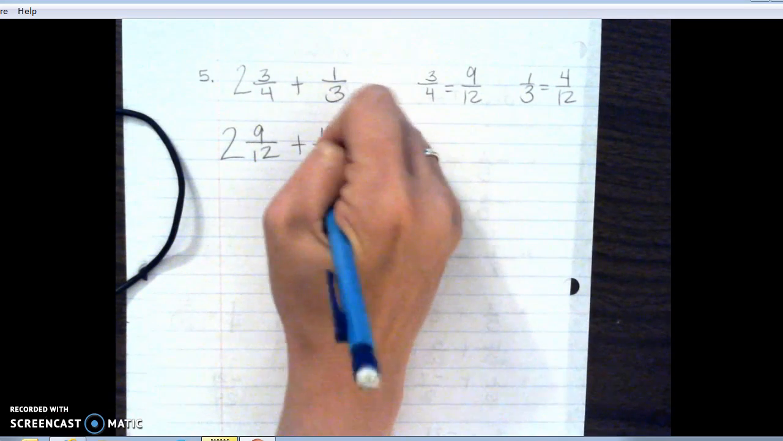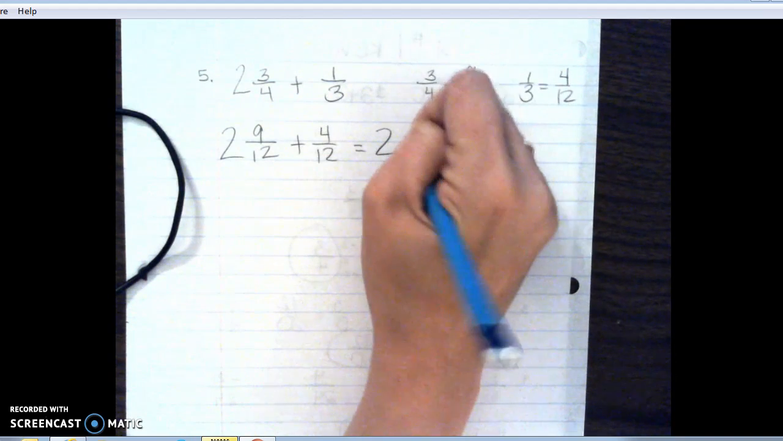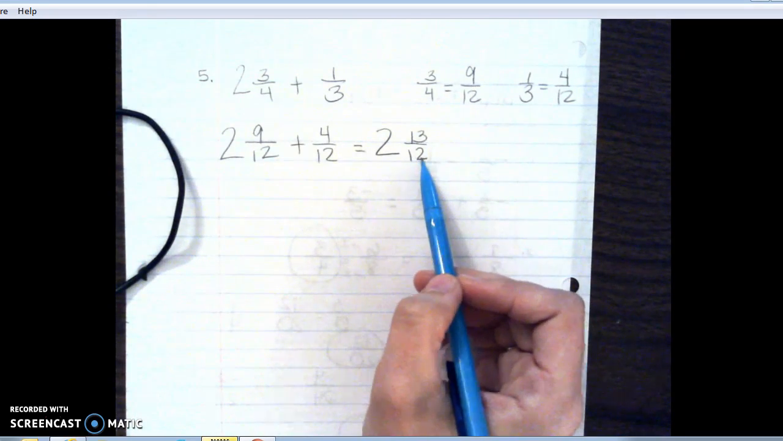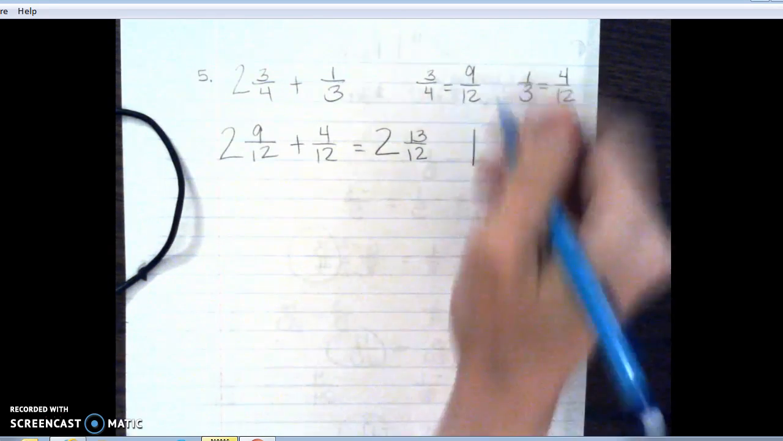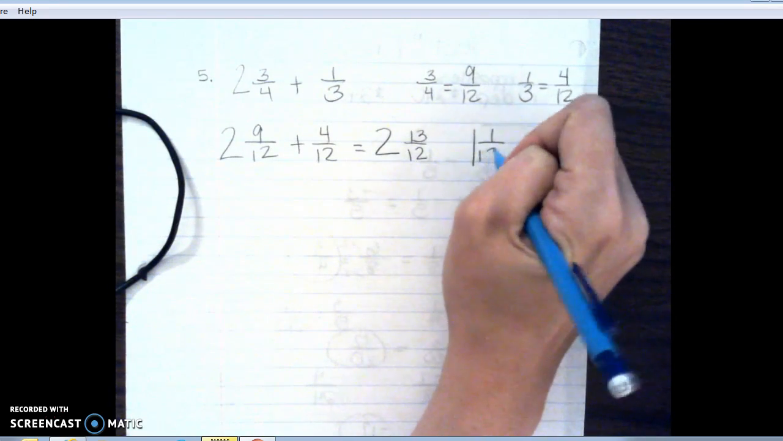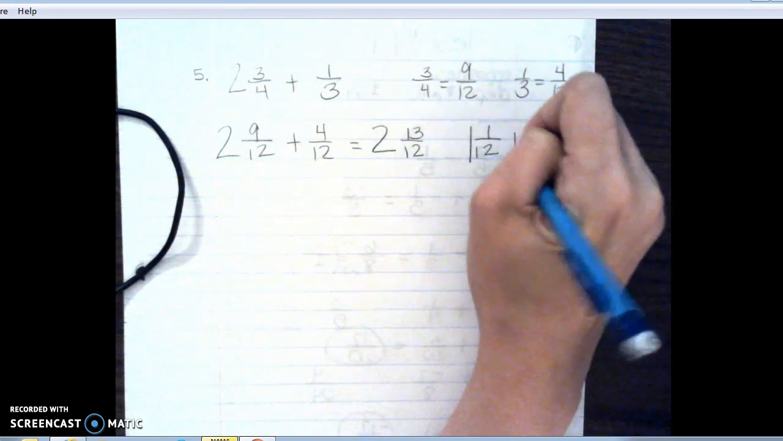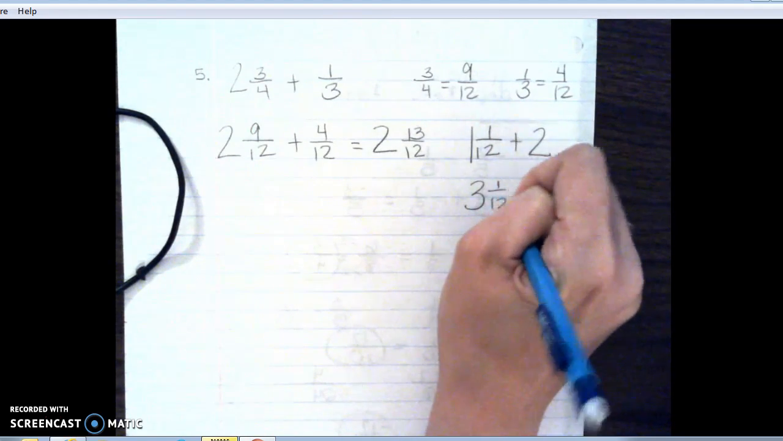And then plus 4/12. From there, I don't have anything to add with the 2, so I bring it over. 9 plus 4 is 13 over 12. And I shouldn't leave it like this because that is improper. So I know that 12 goes into 13 one time with 1 left over 12. But I still have this 2. I'm going to add the 2 with it. My final answer would be 3 and 1/12.